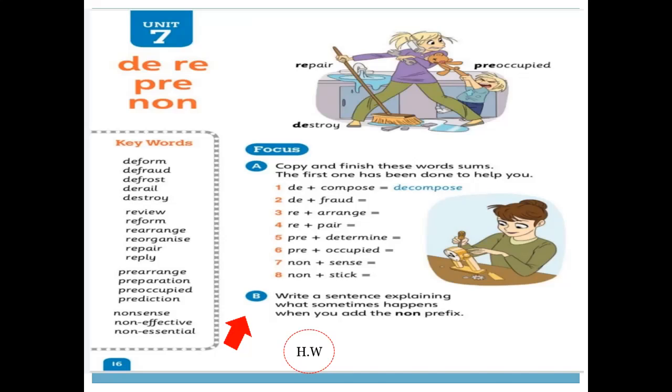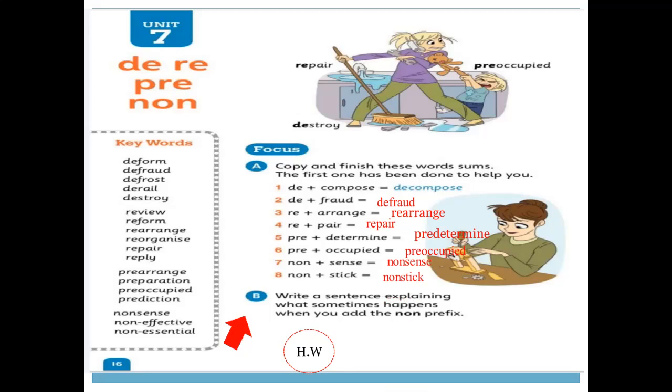In the focus, copy exercise number 8, and finish these word sums. The first one has been done to help you. Number 2, de plus fraud, defraud. Re plus arrange, rearrange. Re plus pair, repair. Pre plus determine, predetermine. Pre plus occupy, preoccupied. Non plus sense equals nonsense. Non plus stick equals non-stick.